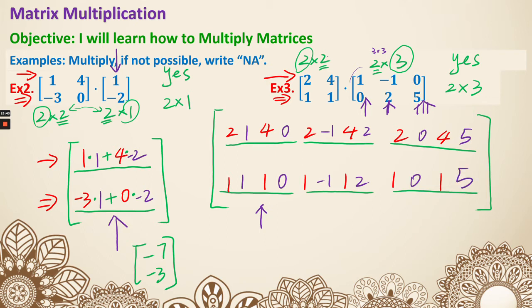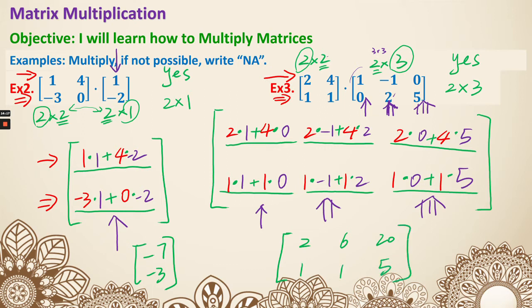Now it's time to multiply, add, multiply, add, for each space. And oh, I forgot to make my marks to show you clearly. That's second column and that is third column. So I'm just matching them up. Okay, now lastly, we just need to calculate all the numbers out. That's going to give you 2 in the first space, 6 in the second space, 20 in the third. Next, 1, 1, and 5. So that is my final answer for example 3.